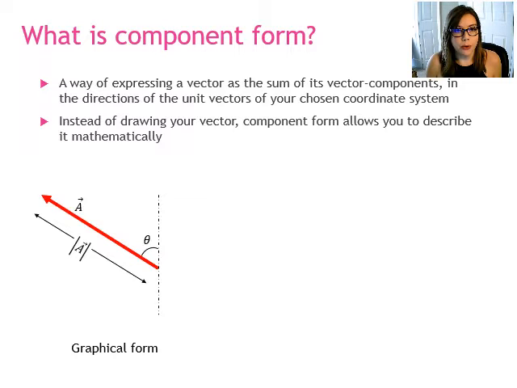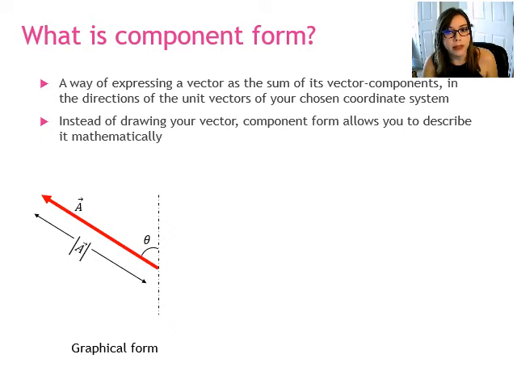So component form, like I said, is a way of expressing a vector as the sum of its vector components. You've already had an introduction of what a vector component is. It describes the projection of a vector in a particular direction. And so now we're going to actually find these vector components for a particular coordinate system.